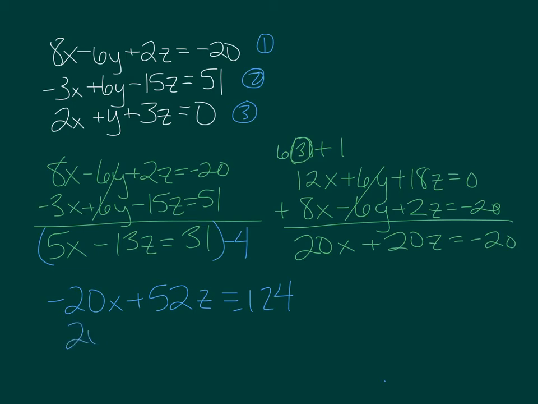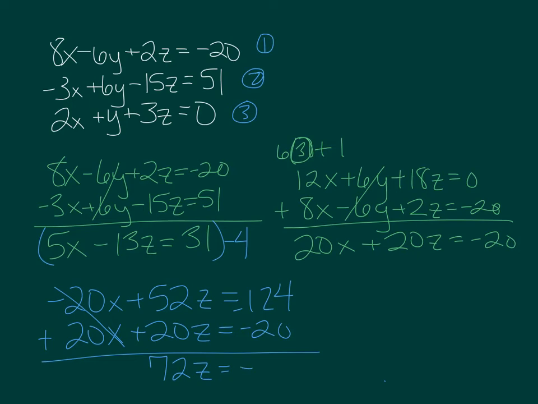Okay, I'm going to rewrite this equation from the right-hand side of the page underneath that equation so that I can add them together. When I add these two equations together, the x's eliminate and I'm left with 72z equal to negative 144. If I solve for z, divide by 72 on both sides, I get that z is equal to negative 2. And that's the first part of my three-part answer.